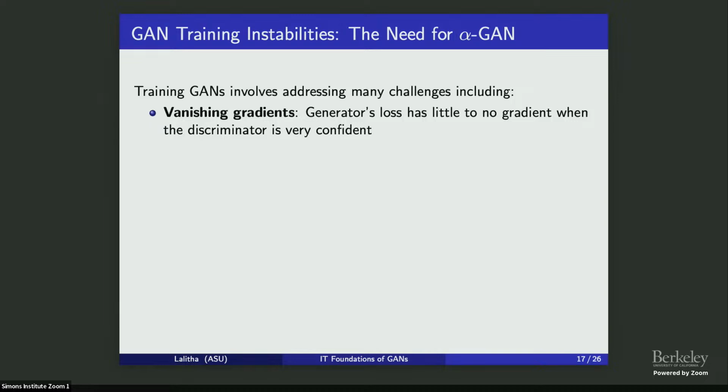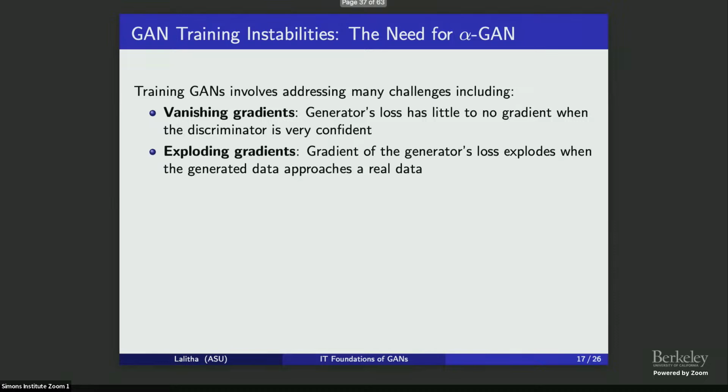So what happens is that when the discriminator is that confident, you take those log functions, and the generator's loss has little to no gradient when the discriminator is very confident. As a result, the generator function cannot move very well. So then it cannot respond and it doesn't learn, right? So that's one problem, that's a training instability.